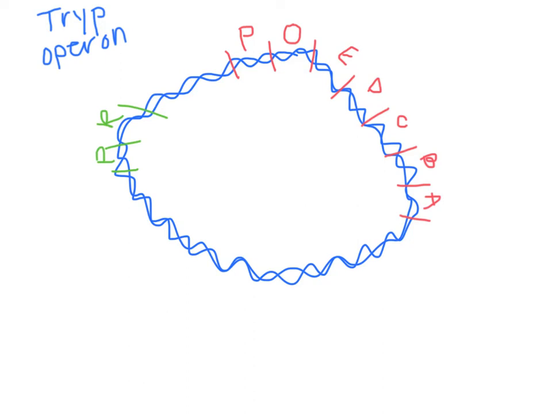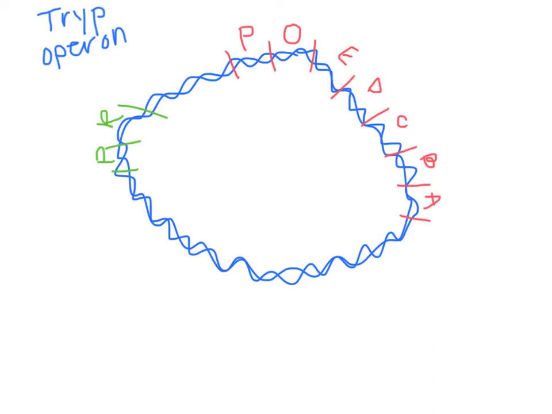Alrighty, here's my rendition of the tryptophan operon, as you can see, on a nice circular bacterial chromosome. And let's remind ourselves of how the trp operon works really quickly.